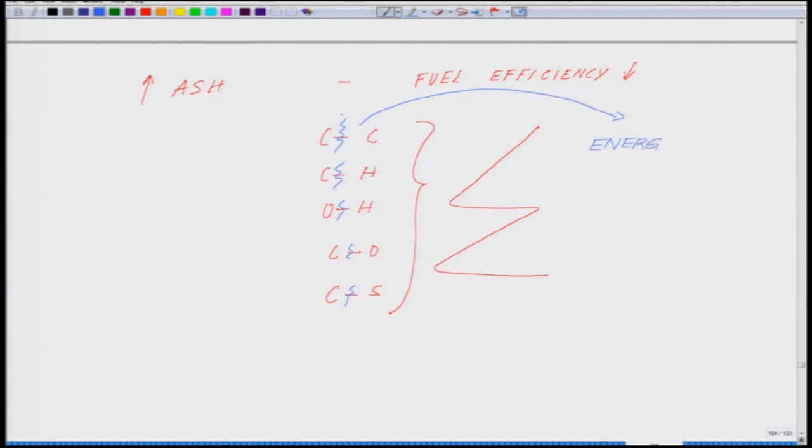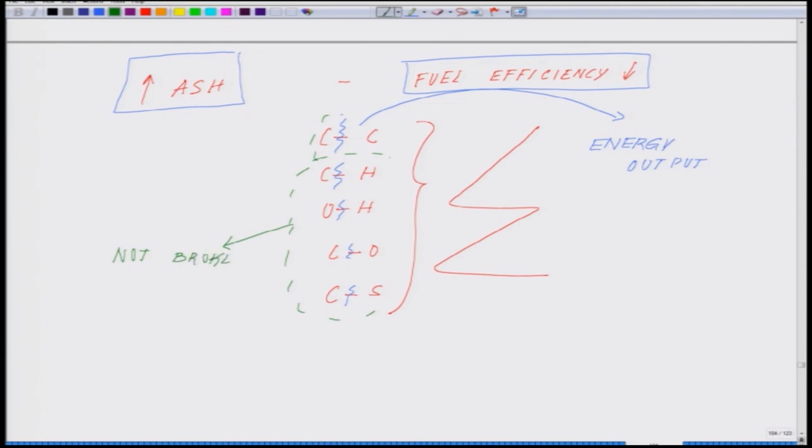Now, here is the catch. The question I posed in front of you was that if the ash content is higher, the fuel efficiency will be lower. What does that actually mean? It means there are several such bonds out here somewhere which are not broken. And the bonds which are not broken take the form of either ash or residue. So, in order to break those residual bonds, you have to give more energy into the system. Okay? It means you put more thermochemical energy into it, and then you break them down.